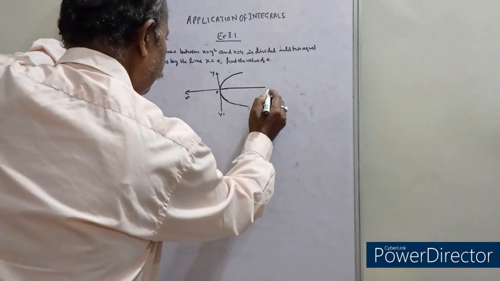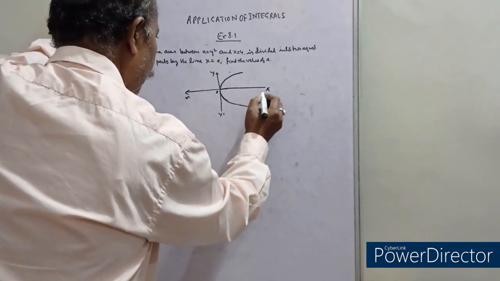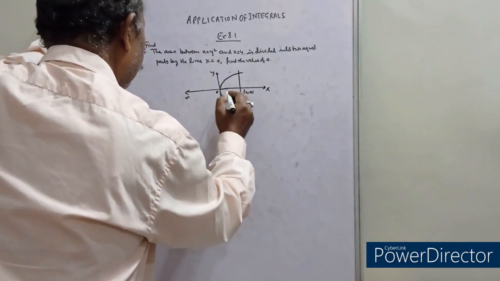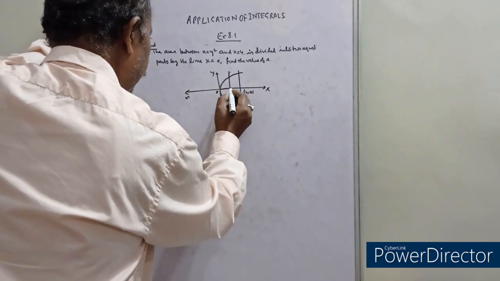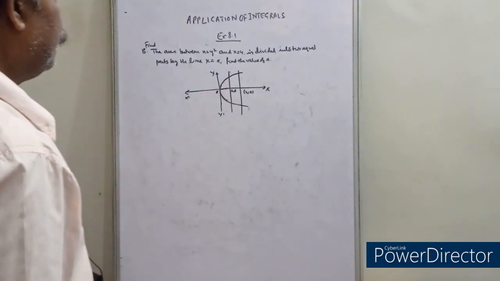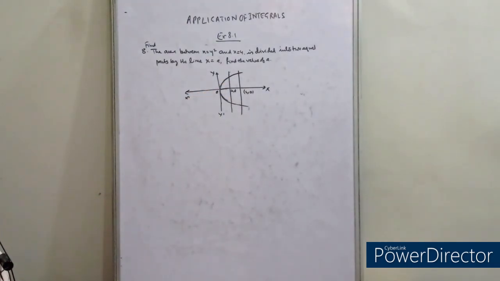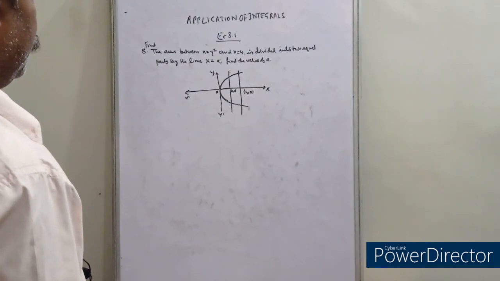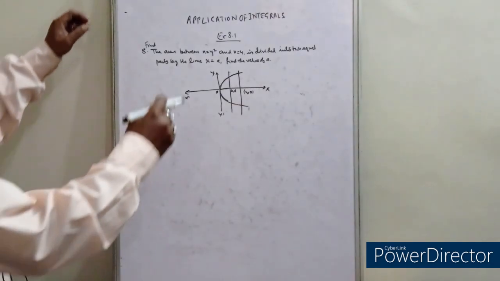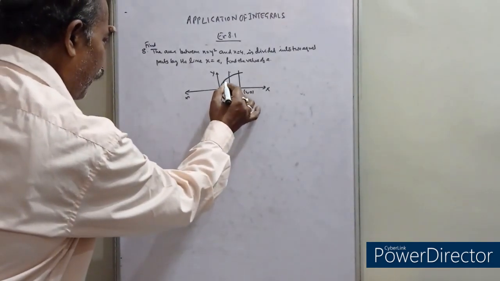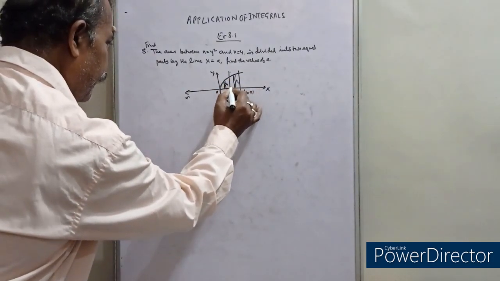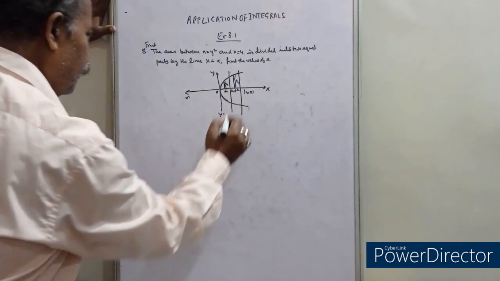This parabola. X is equal to 4, this is (4, 0), this is x is equal to a, (a, 0). This divides the region into two equal parts, which means the area of this is equal to the area of this. So same procedure here, this is y1 and this is y2 and this is dx.